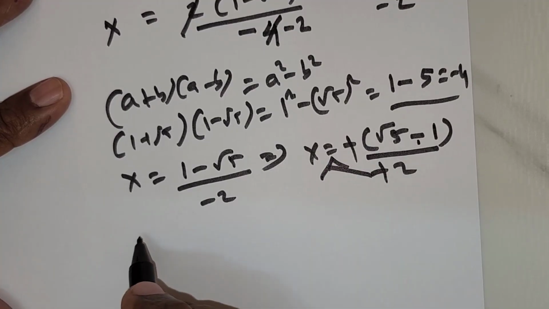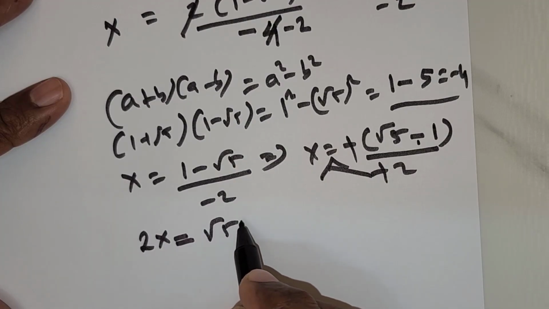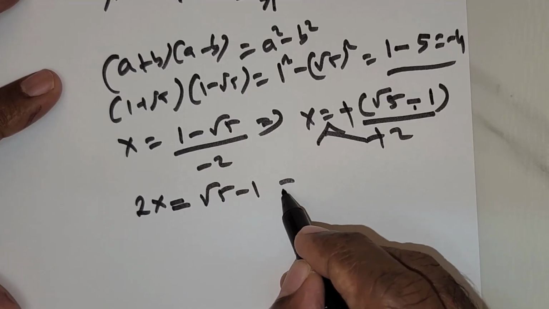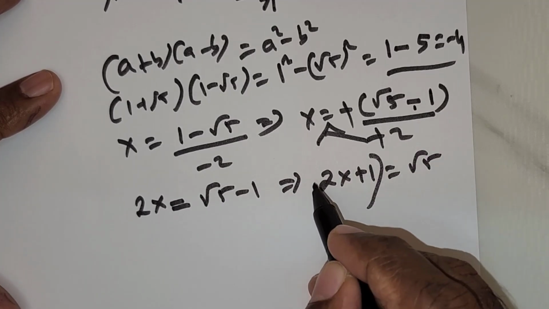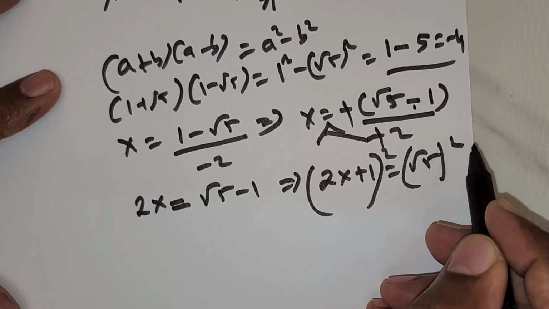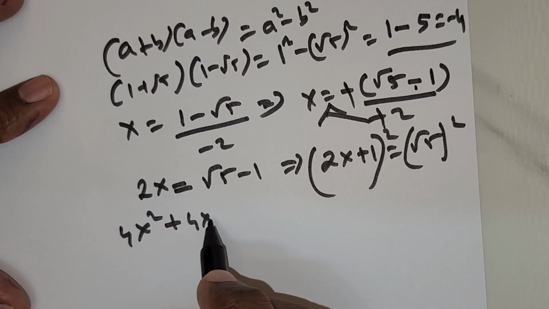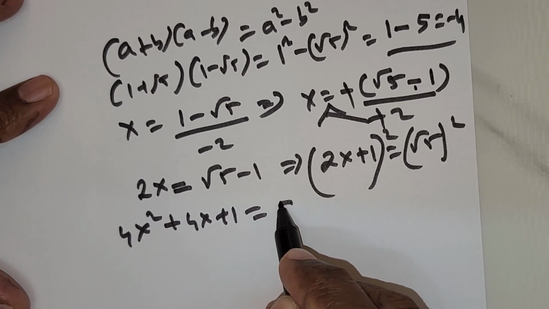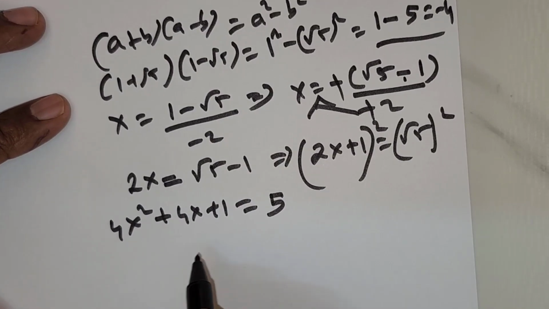Now you cross multiply. When you cross multiply, you get 2 times x is equal to root of 5 minus 1. So this means 2 times x plus 1 is equal to root 5. So now you square both sides again. So this is going to give me 4x squared plus 4x plus 1 is equal to root of 5 squared. It will give me 5.